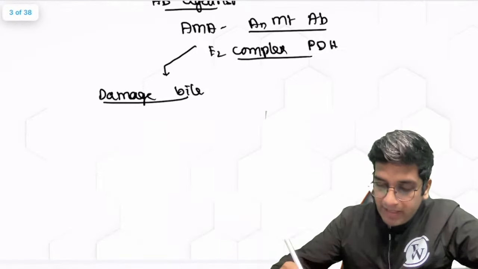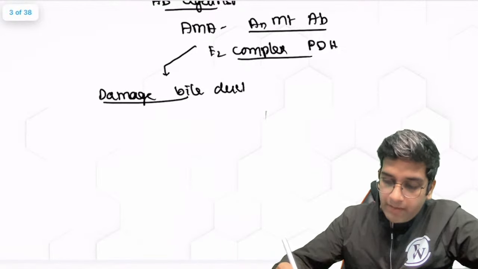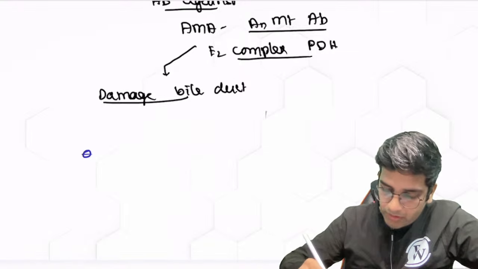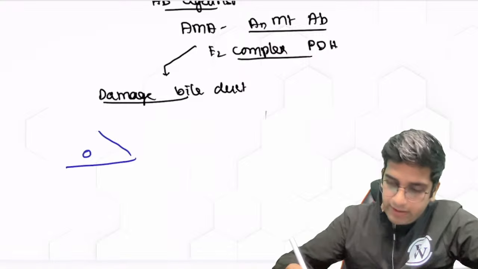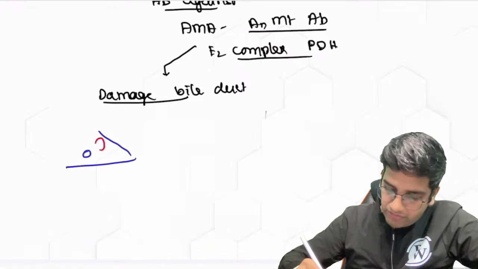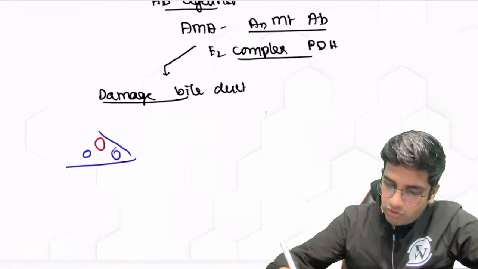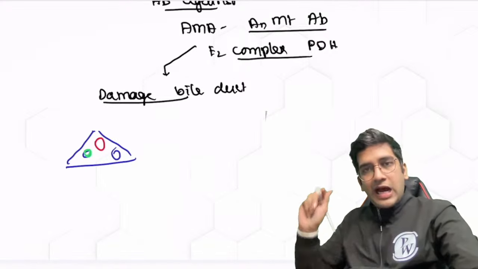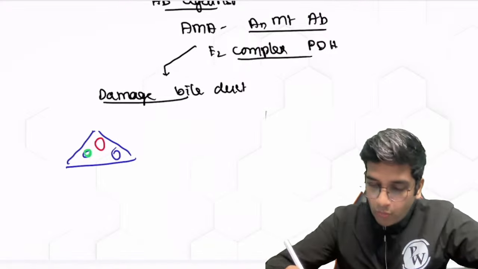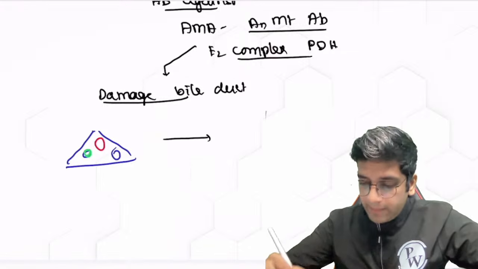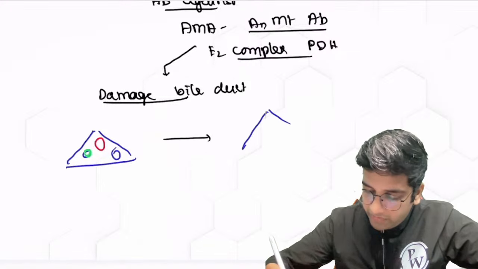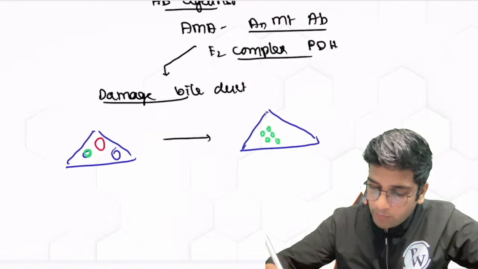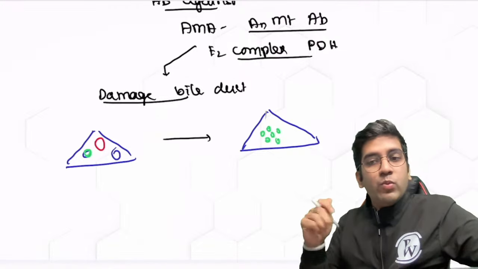So when it damages the biliary radical or a tiny small bile duct, let's assume this is a normal biliary portal triad. In the portal triad you have the bile duct, the hepatic artery, and the hepatic vein. Let me draw a green color for the bile duct. So that's how you have the normal portal triad: an artery, a vein, and a bile duct. Once this damage happens, the biliary epithelium proliferates. It becomes more and more and more. It proliferates. And what causes this damage?